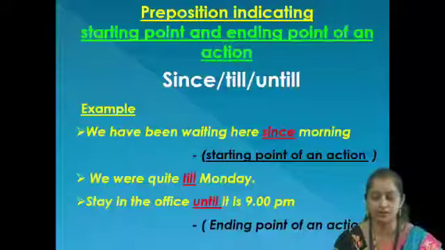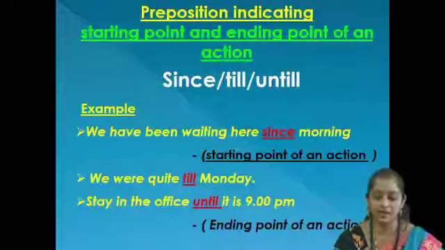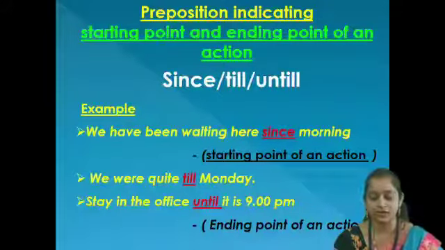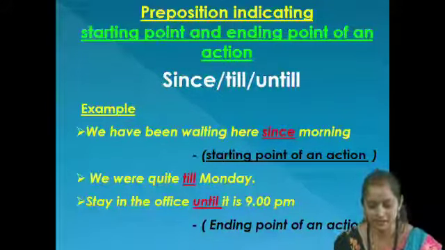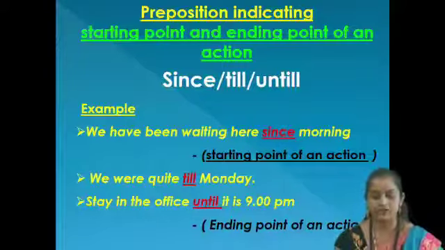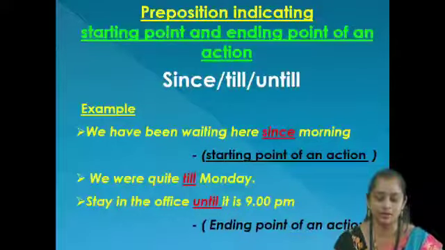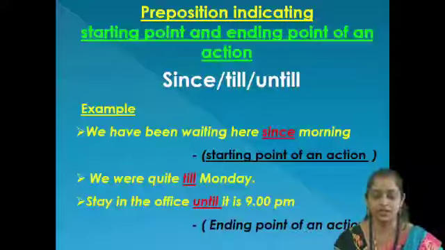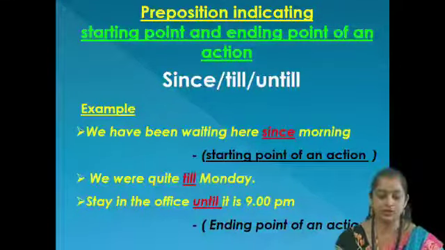Second example is we wait till Monday. In here, the preposition is till and it indicates ending point of an action. Next example is stay in the office until it is 9 p.m. In here, the preposition is until and it indicates ending point of an action.